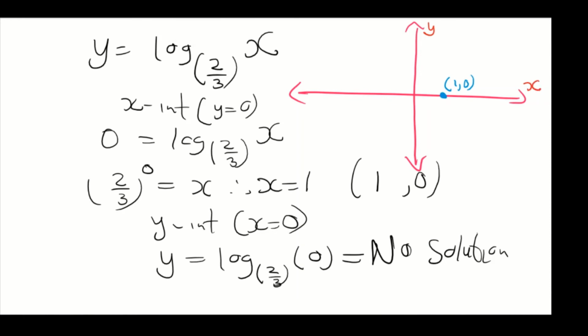Remember that our function does not touch the y-axis. Hence, we couldn't find the solution of the y-intercept. So it's going to look something like this. It's going to approach the y-axis, but it won't touch it. And here it's going to move away from the y-axis. So this would be our inverse of the function.